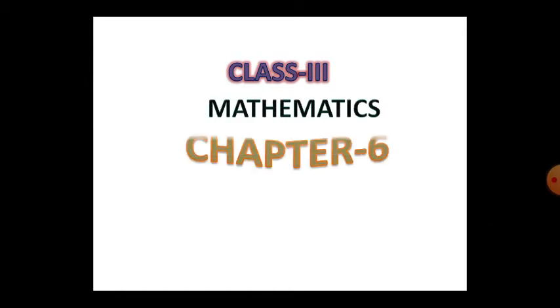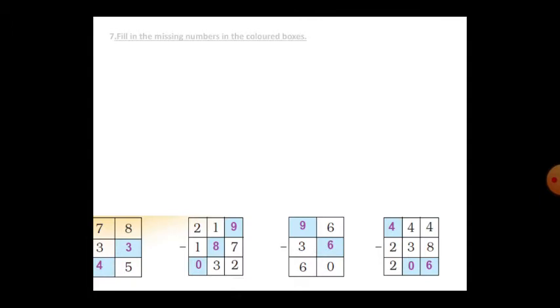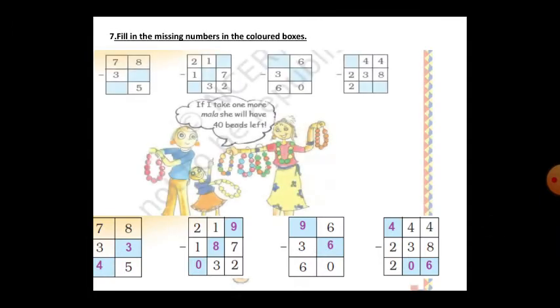In your previous class, we already started chapter 6, that is Fun with Give and Take. Let me continue that. See here, filling the missing number in the colored box. In the box, some numbers are missing, so you have to find that number and fill it in that box.